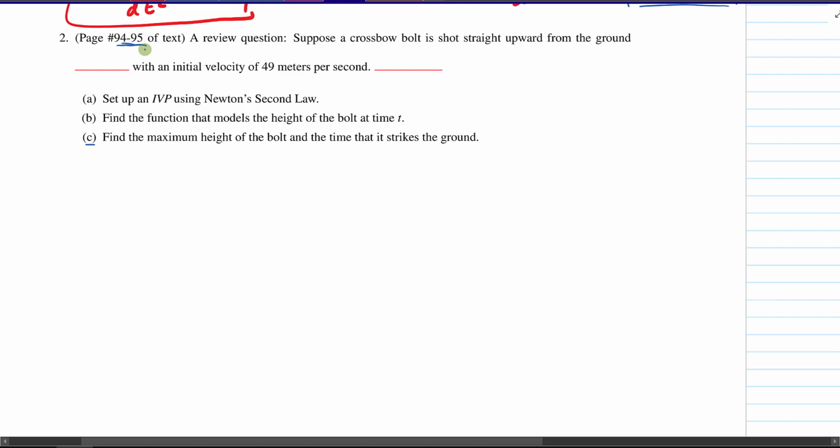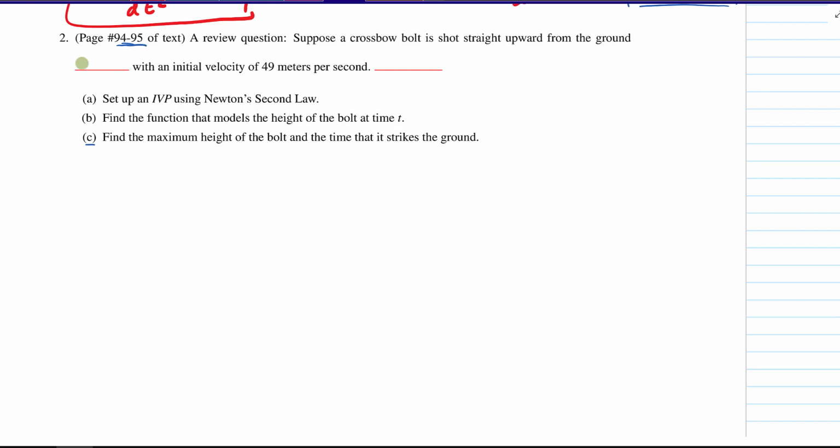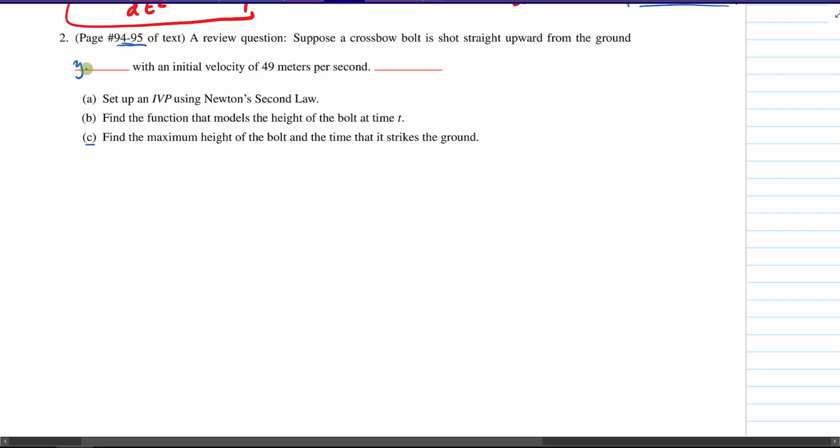Okay, so suppose we've got a crossbow bolt that's being shot upward from the ground. If I say from the ground, then it's implied that the initial height, if we're using y for height, that y naught is equal to 0 meters. We're using meters here. With an initial velocity of 49 meters per second. That is, v naught is equal to 49 meters per second.